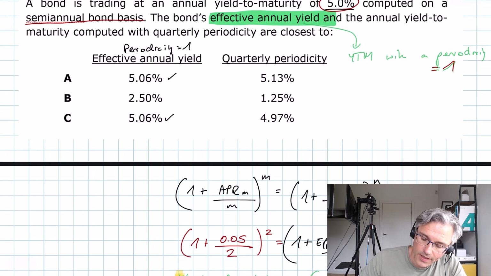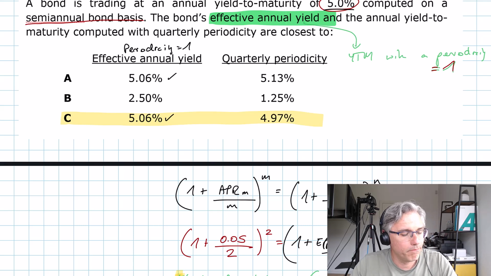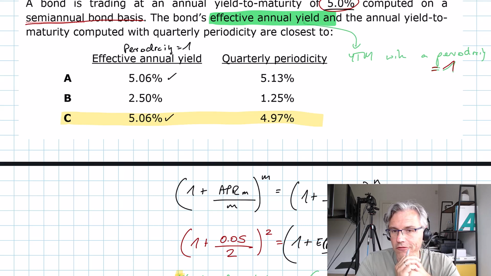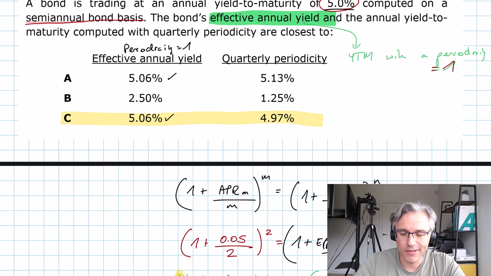Let's check the result. Yeah, it has to be answer C, doesn't it? Because with a more frequent compounding, the YTM doesn't have to be as big. So that just confirms the previous rule, which I already wrote down.